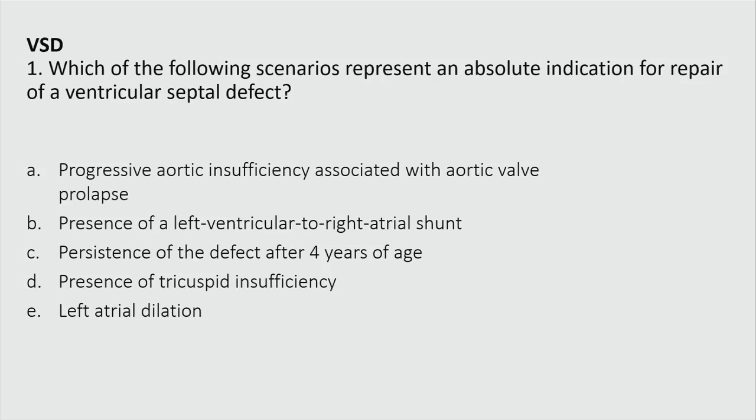A, progressive aortic insufficiency associated with aortic valve prolapse. B, presence of a left ventricular to right atrial shunt. C, persistence of the defect after 4 years of age. D, presence of tricuspid insufficiency. Or E, left atrial dilatation. Please choose your answer. Of all these defects, which one has an absolute indication for closure?